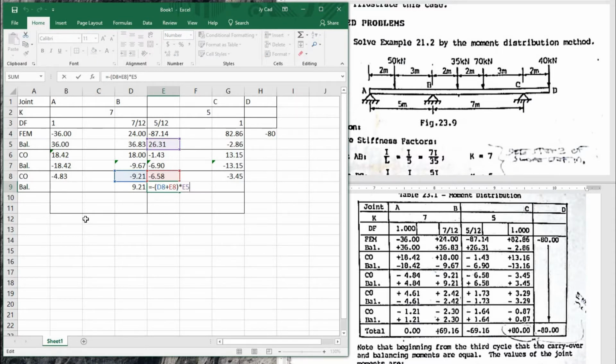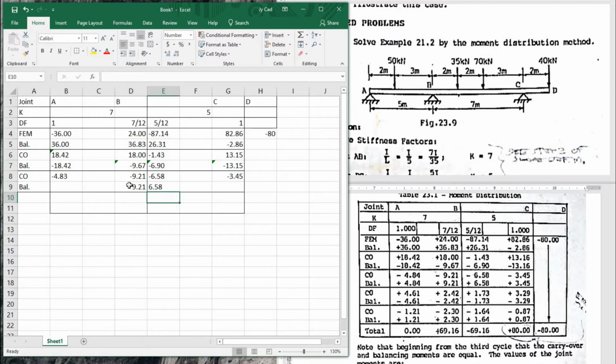So, the negative times the quantity of negative 9.25 plus negative 6.58 times E5. Ano yung E5? That is column E, row 5, which is 26.31. Dapat, 5 over 12 yan. So, you have to click this, dalhin mo doon. Okay? So, ayan, 9.21, 6.58 positive.